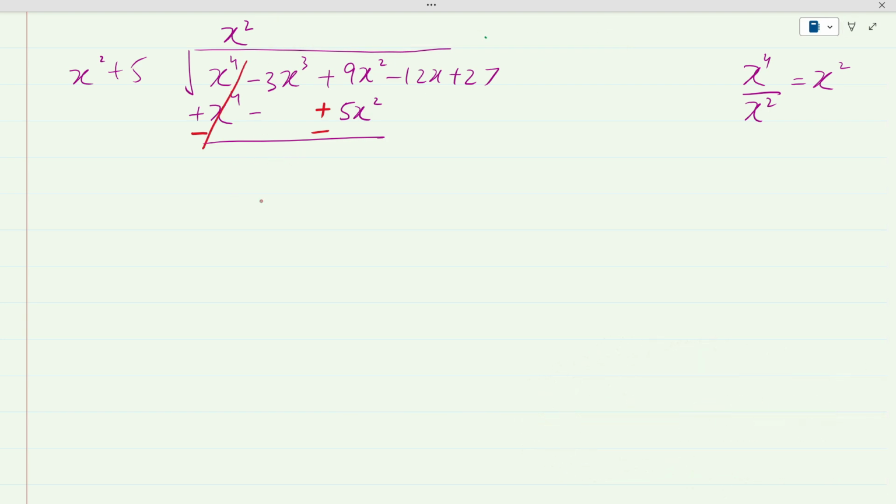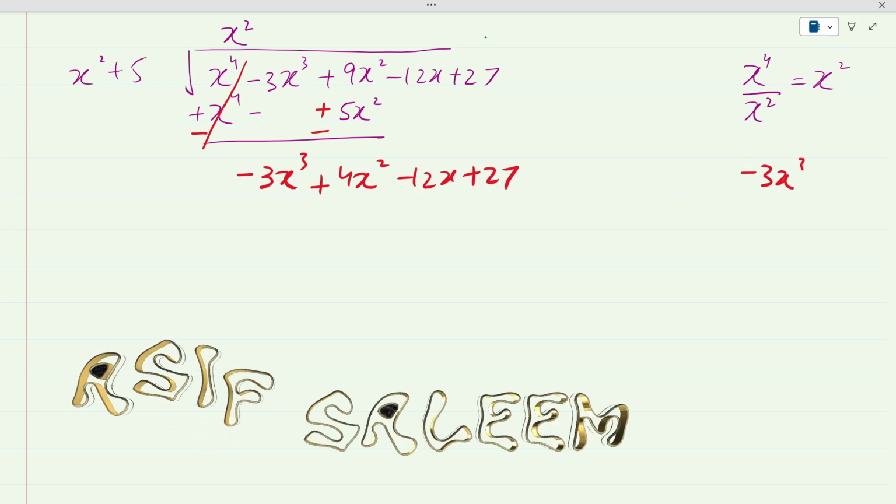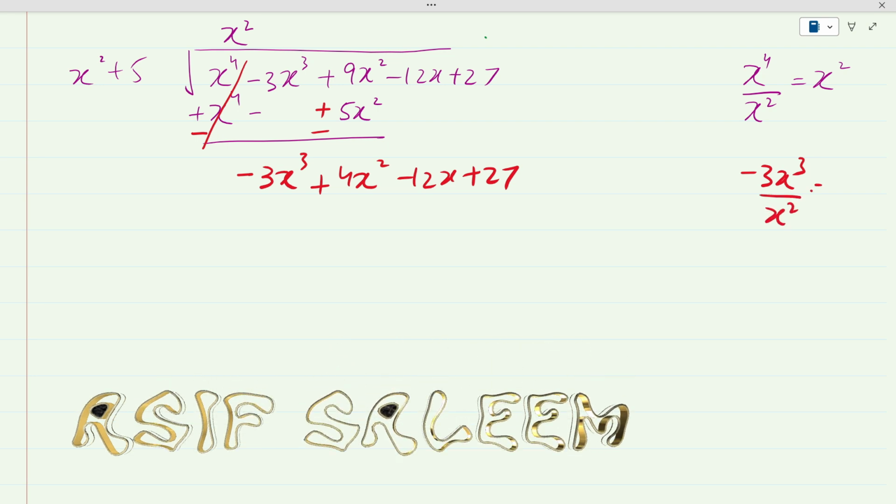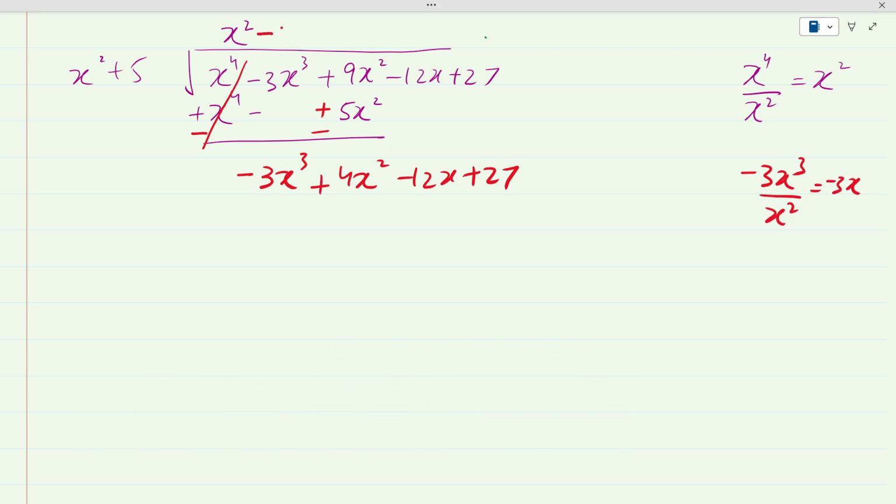And when we write down this next line, we always follow the same procedure. What is that? We always write down the terms in descending powers. So 3x cubed plus 4x squared minus 12x plus 27. And then again the same process. First term divided by the first term of the divisor. As a result, we have 3x. That would be the next term of the quotient.